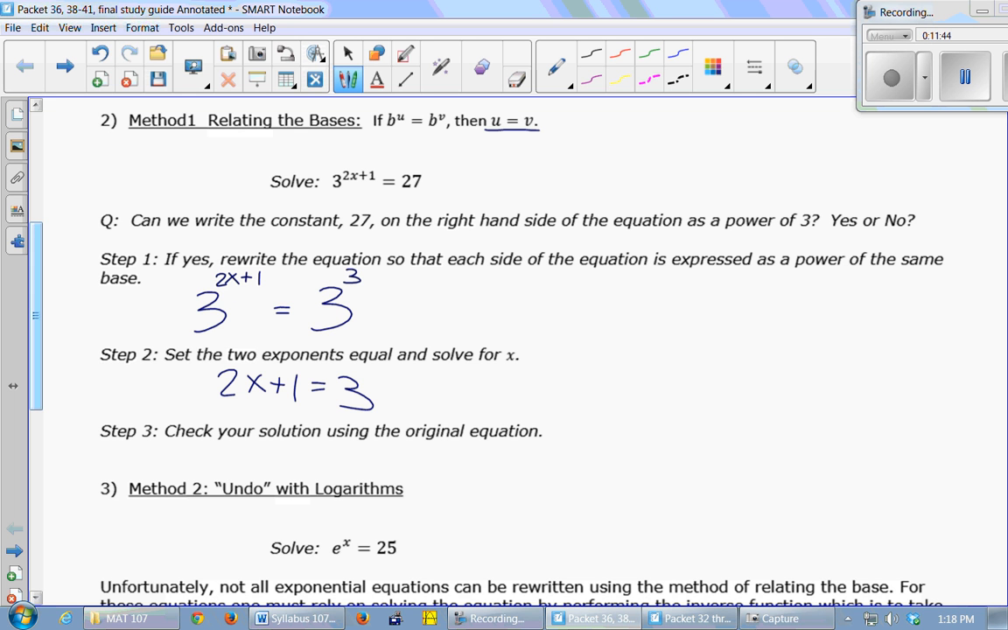And I end up with 2x equals 2, so x equals 1. Check that your solution works, right? So if I plugged a 1 into the left side of the equation here, I would get 3 cubed. Does that equal 27? Yeah.